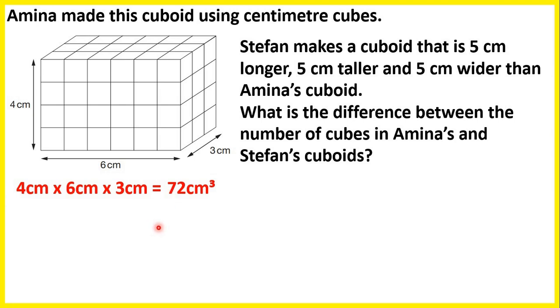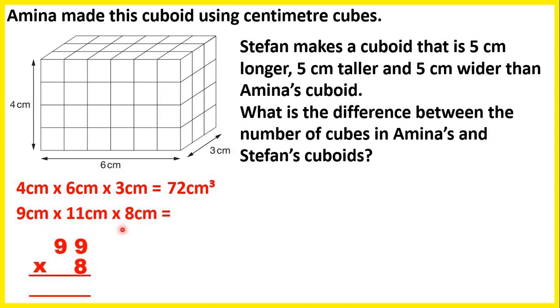But now let's find the volume of Stefan's cuboid. It's 5 centimetres longer, taller, and wider, so we need to add 5 to 4, 6, and 3. So that means the dimensions of Stefan's cuboid are 9 by 11 by 8. So 9 times 11 is 99, and 99 times 8 is 792. So Stefan's cuboid has a volume of 792 centimetres cubed, and Amina's has a volume of 72 centimetres cubed.